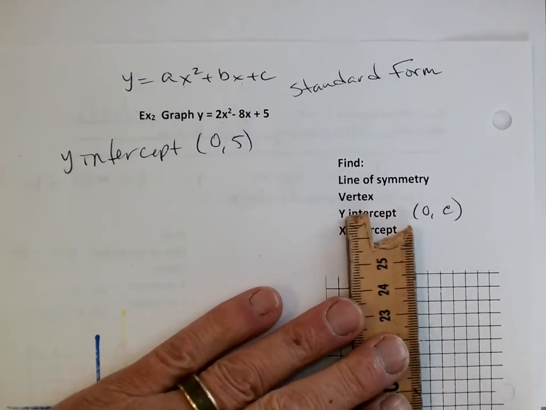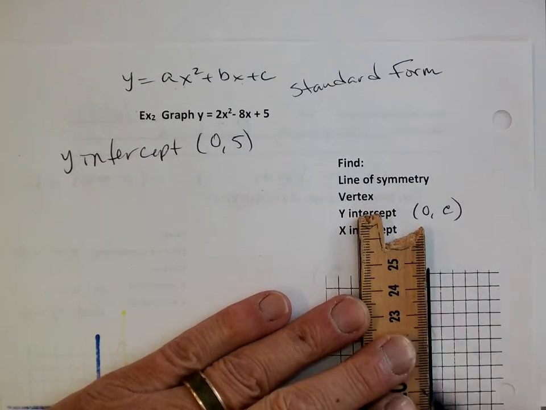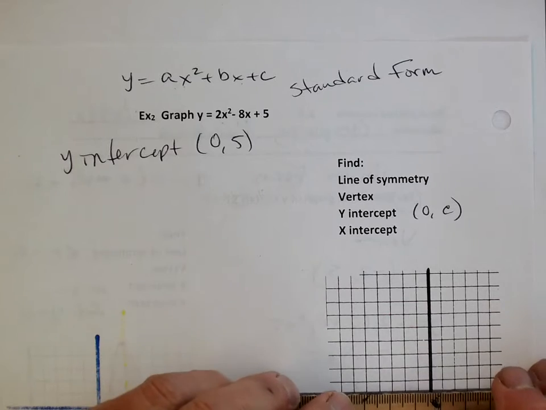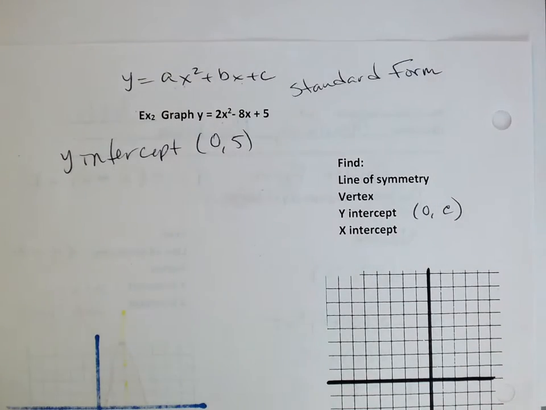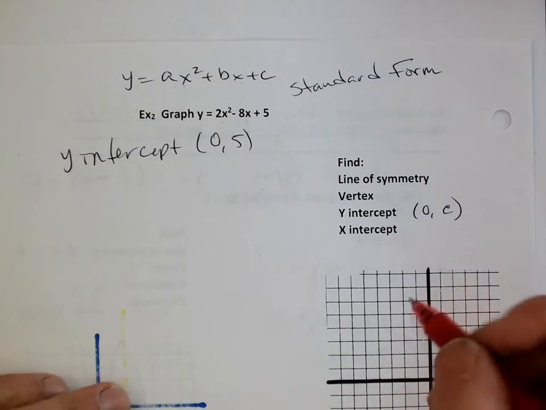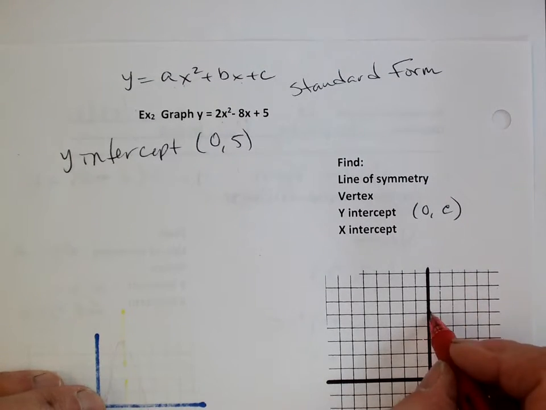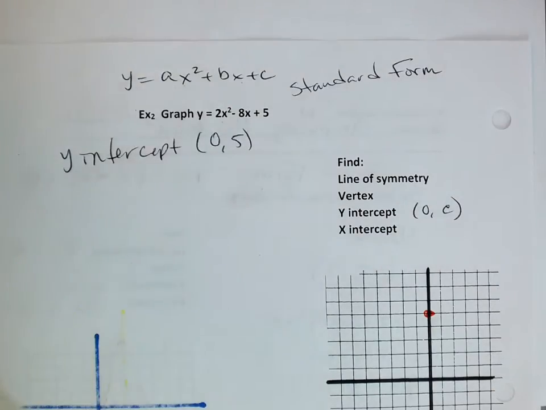Hopefully this won't bleed through. Right? So I've got a y-intercept of (0, 5). 1, 2, 3, 4, 5. Okay. Now what I'd like next is the line of symmetry.